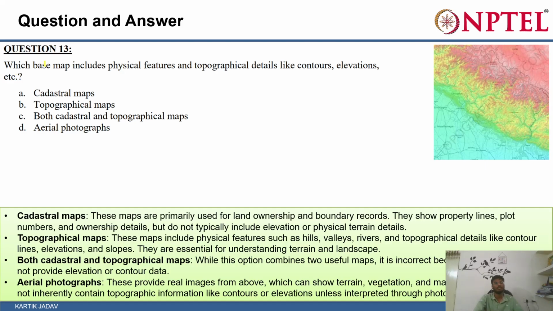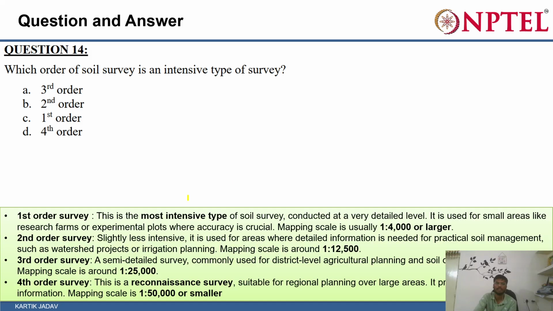Question number 13. Which base map includes physical features and topographical details like contour, elevation, etc.? So we know that topographical map, because cultural map we are only using for revenue purposes, or that generally contains boundary of the certain features but do not contain elevation and contours. So correct answer is option B. While aerial photographs provide real images from above, which can show terrain, vegetation, man-made features, but do not inherently contain topographical information like contour and elevations.